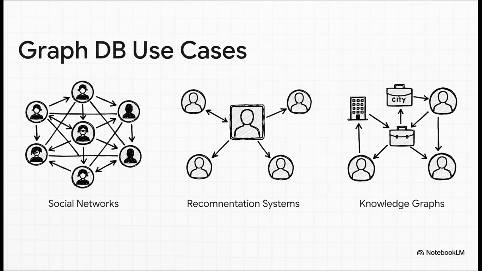Just think about it for a second. What is a social network? It's just a giant graph of people and their friendships, right? And how does a recommendation engine work? It works by finding all the hidden connections between you, the products you look at, and what other people like. It's all about that web of relationships.